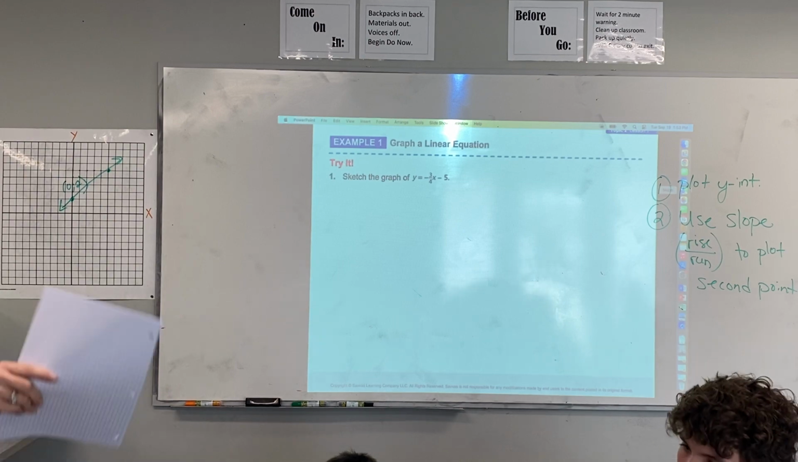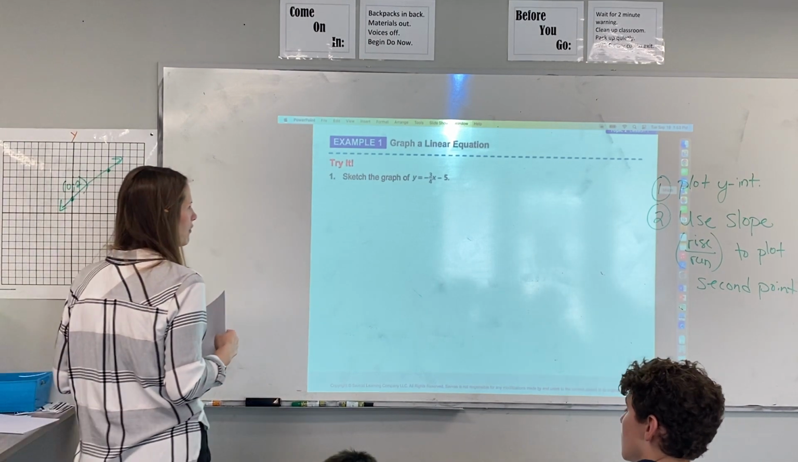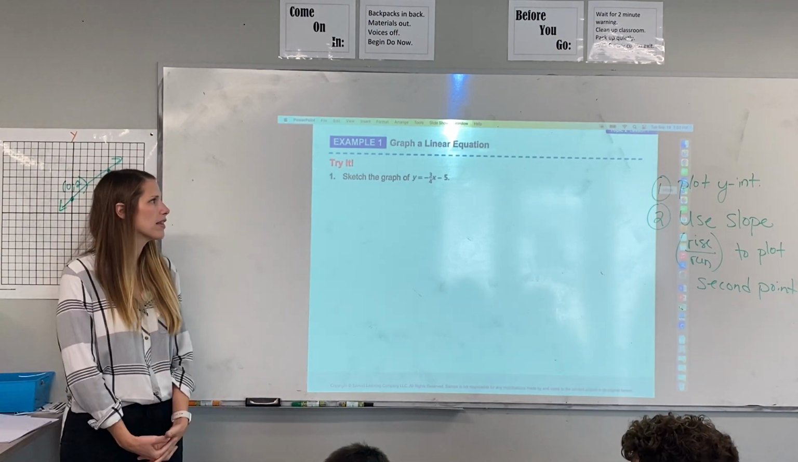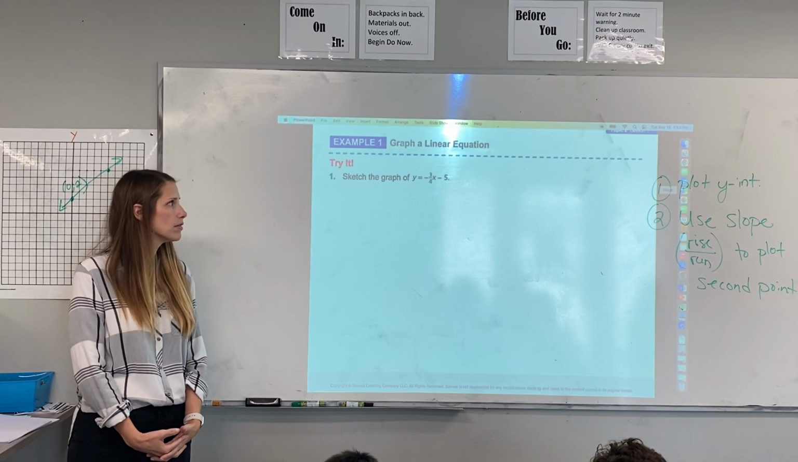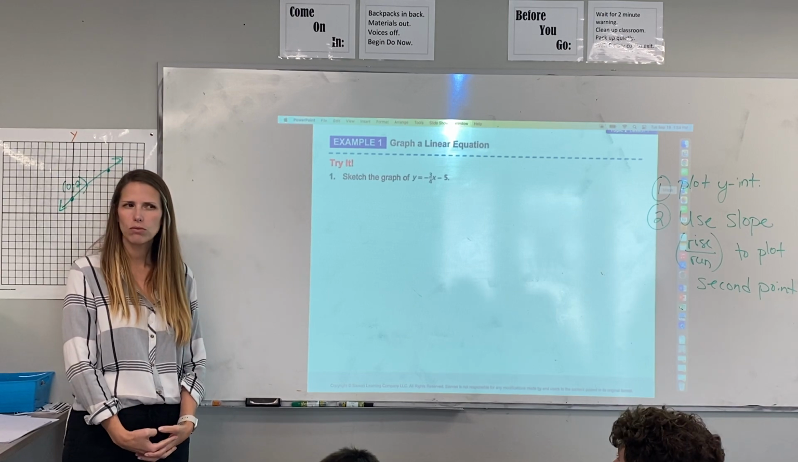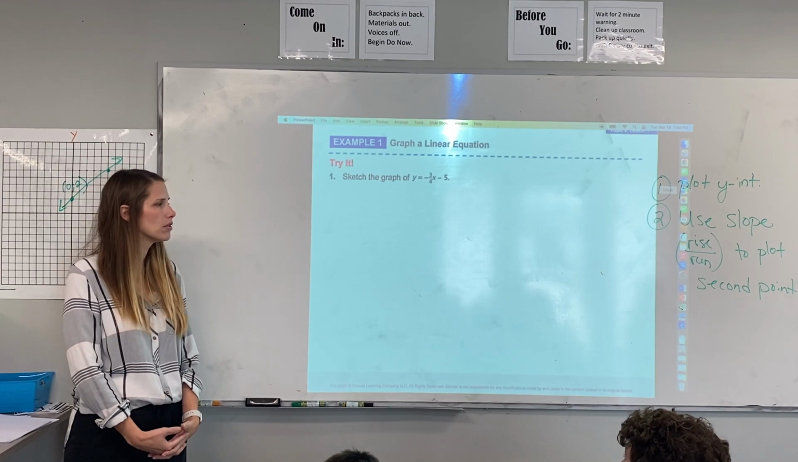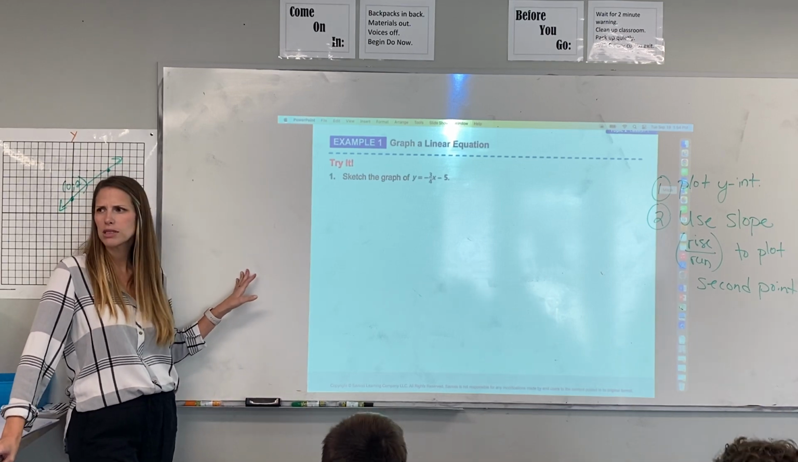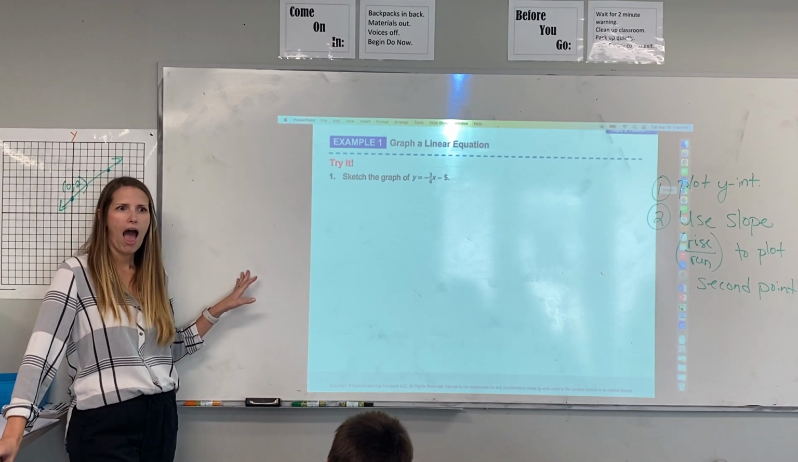So we are silently graphing this line. What's a little more challenging about this line? The negative. What's negative? The slope. So just the slope is negative? And the rise over the run.